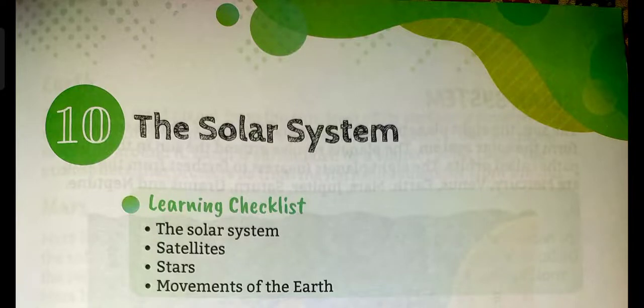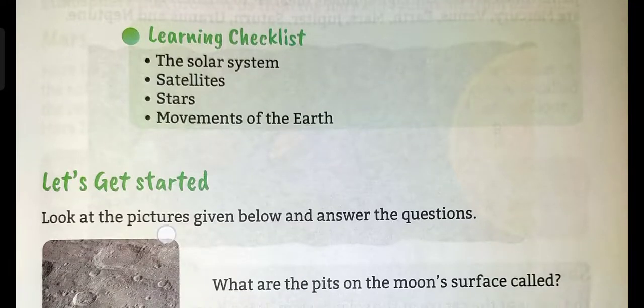Hello children, in this class we are going to start a new chapter, and the name of the chapter is the solar system. In this chapter we are going to learn about solar system, satellites, stars, movement of earth. We already read about these topics in class 3, but in this chapter we know more about these topics.